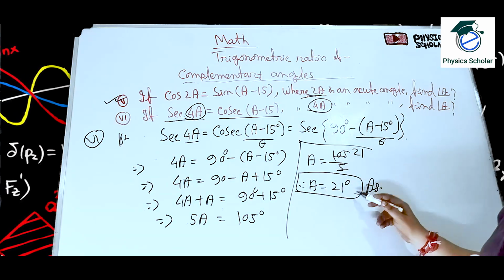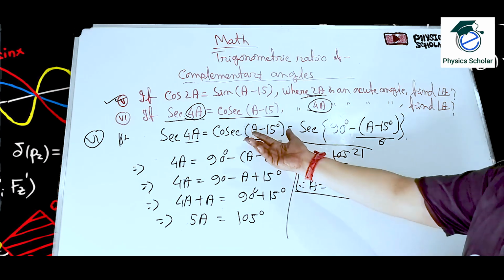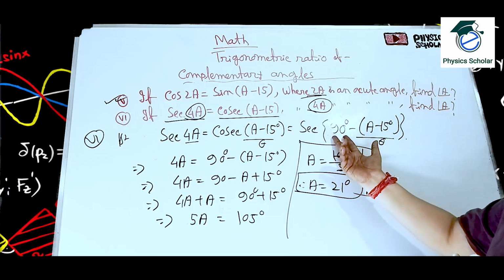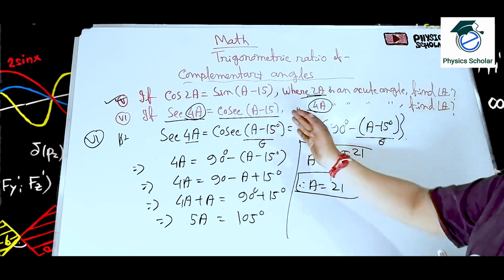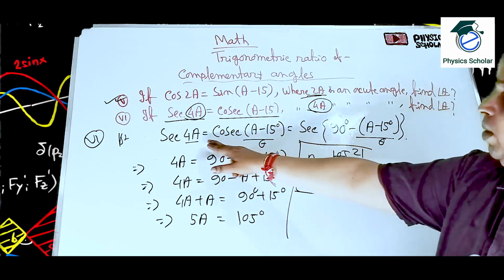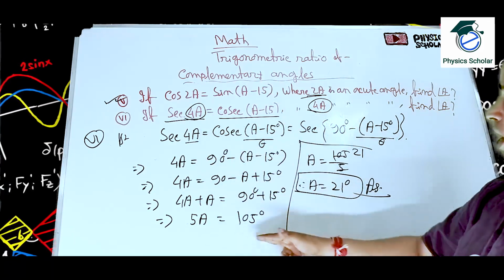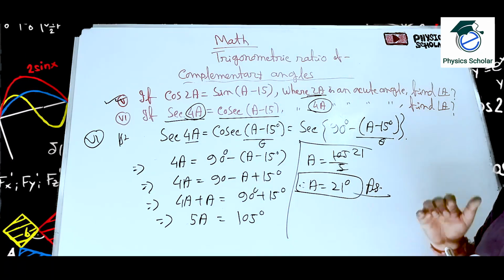Okay. So that means what? So cosec A minus 15 means what? Sec of 90 degrees minus A minus 15. So 90 degrees minus theta means what? Sec of 90 minus theta means cosec theta. So that means 4A is equal to this. So from that we are finding the value of A, which is coming 21 degrees.